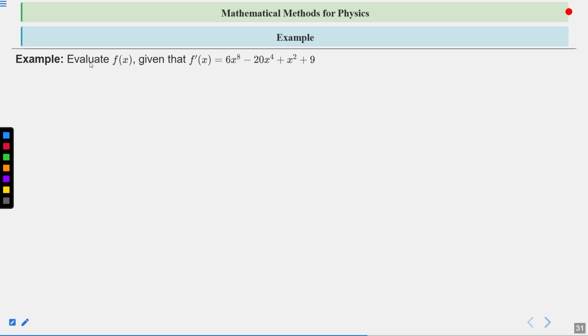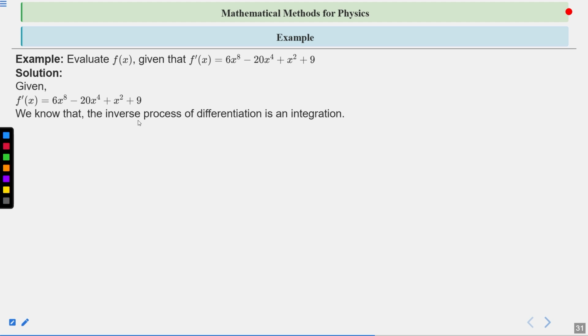Another example. Find f of x given that f prime of x is equal to 6x raised to the power 8 minus 20x raised to the power 4 plus x square plus 9. Solution. Given f prime of x is equal to 6x raised to the power 8 minus 20x raised to the power 4 plus x square plus 9.